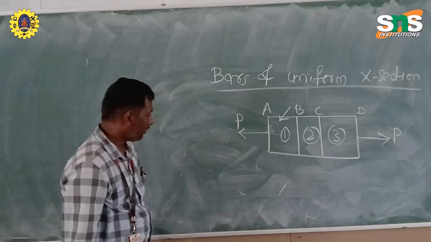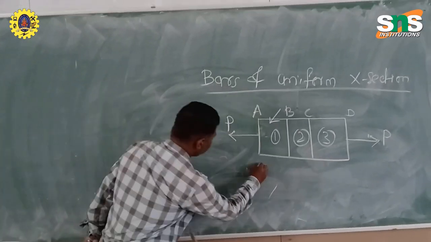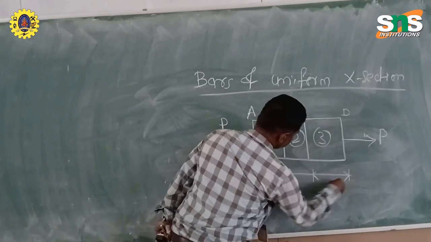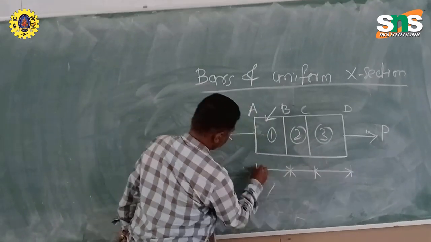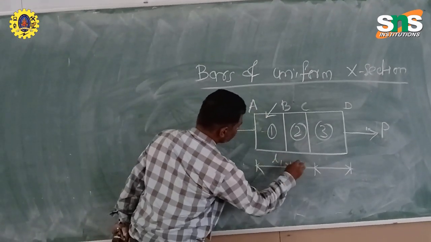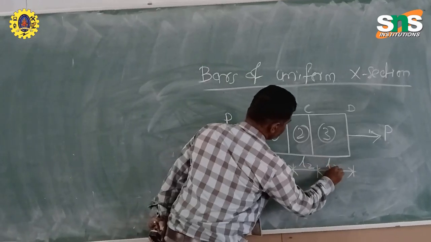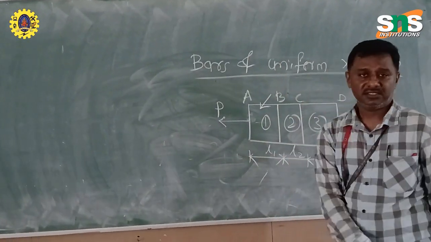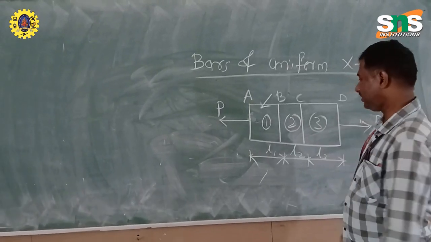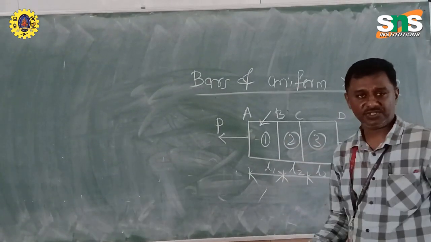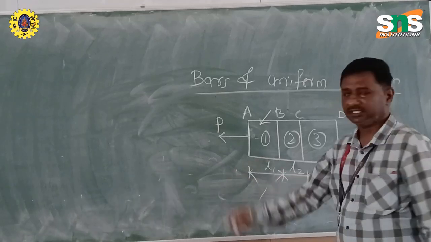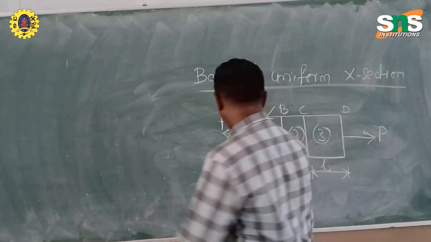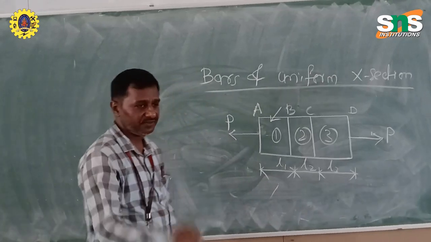Now I am going to find the total extension. What about the extension here? This is L1, this is L2, this is L3. Put together, L1 plus L2 plus L3 is called the total extension, since it is a tensile load. If it is a compressive load, there will be a decrement in the length. So my aim is how to find the axial deformation. First of all, we should know.